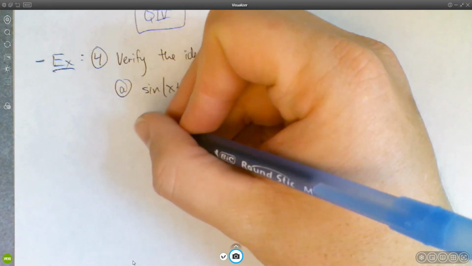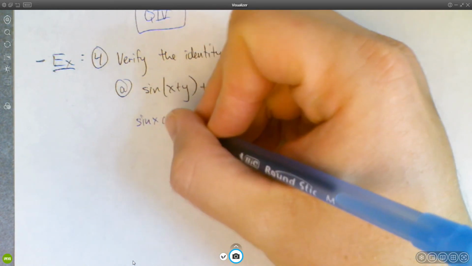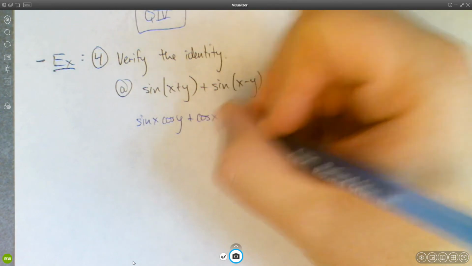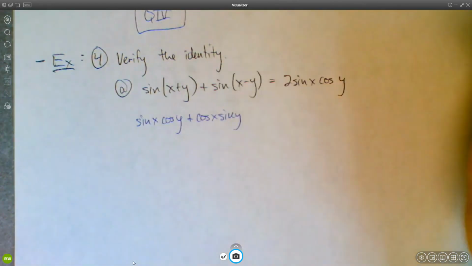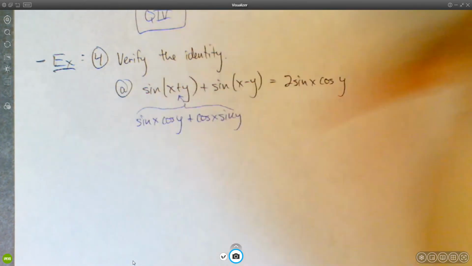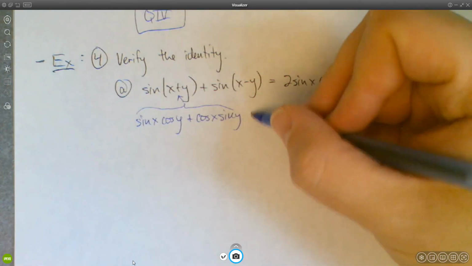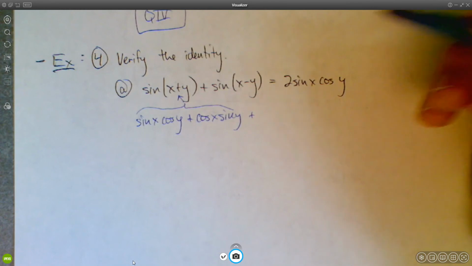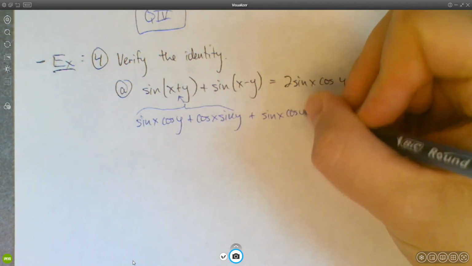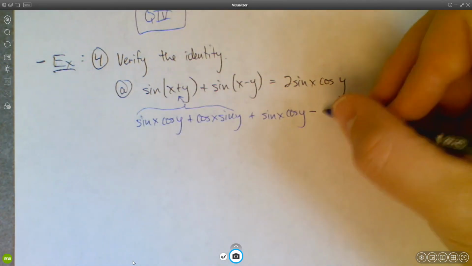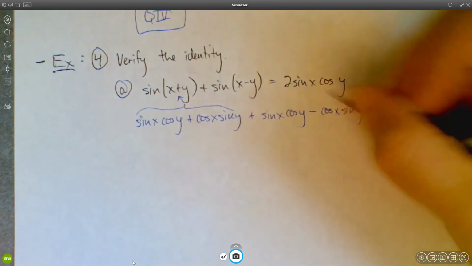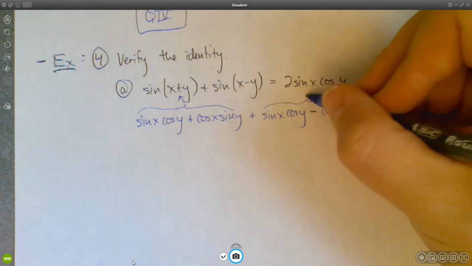Sine of x plus y should be sine x cosine y plus cosine x sine y. Okay, so this whole thing is just that first one there. And then sine of x minus y should be sine x cosine y minus cosine x sine y. Okay, so this whole thing is that second one.